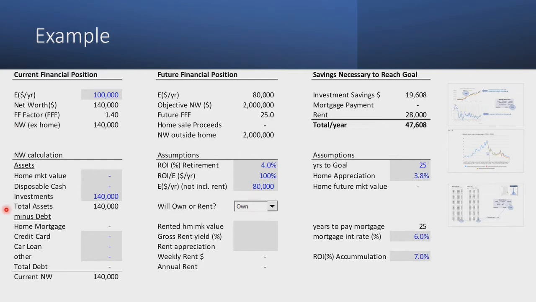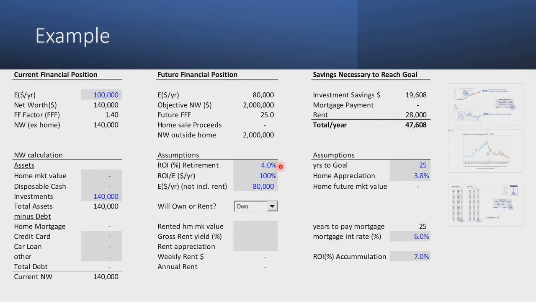So in this column here, we have all the assumptions regarding your current financial position. Everything in blue is assumptions that you can type in. And so we have expenses of 100,000 in this example, and then net worth of 140,000, which is only investments, no home, nothing. The future financial position will be calculated here with these assumptions.